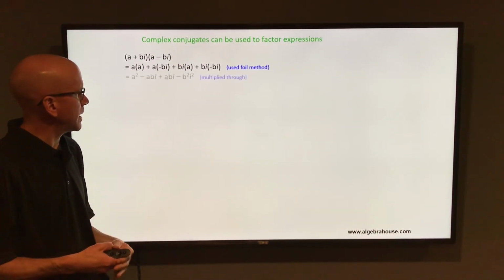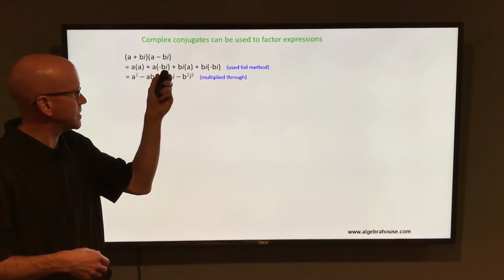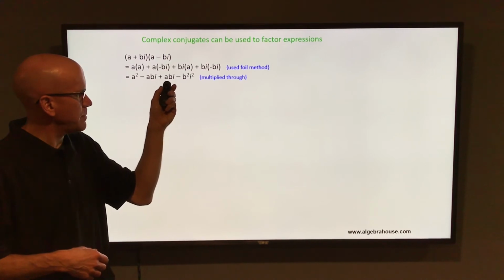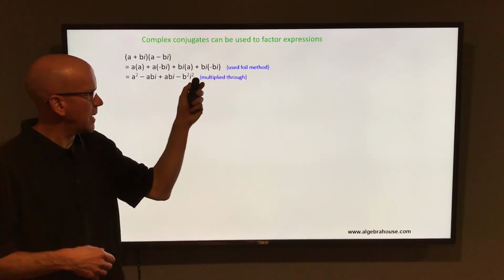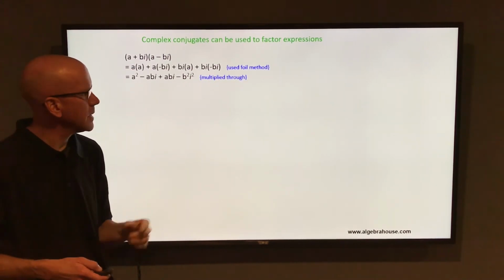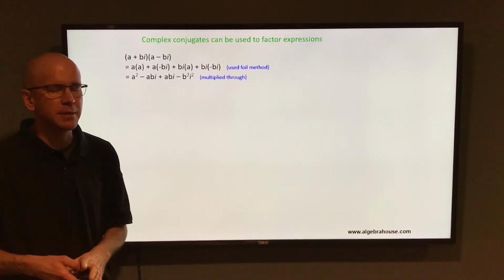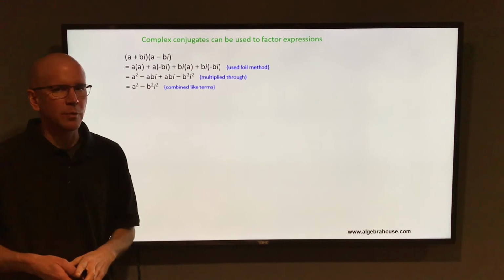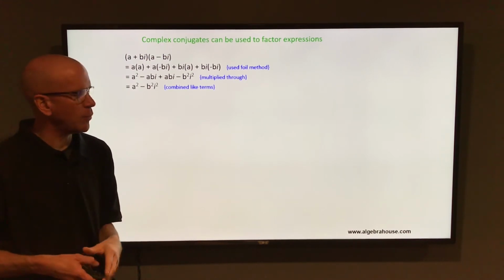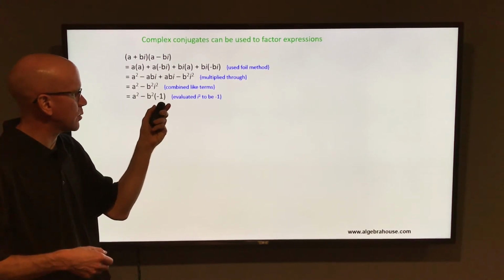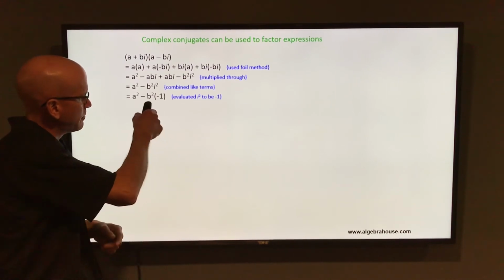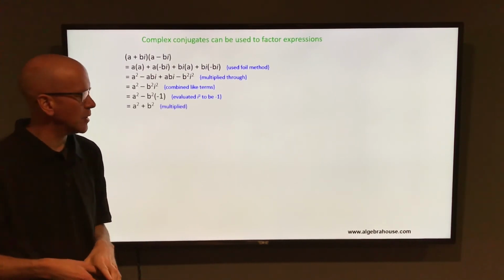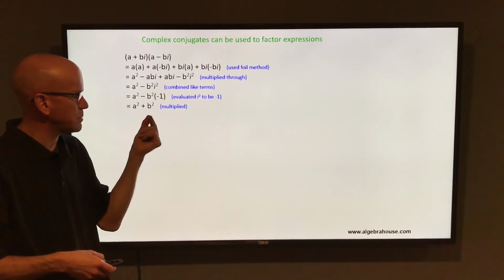Multiply through that. A times a is a squared. A times negative bi is negative abi. Bi times a is abi. And bi times negative bi, that is negative b squared i squared. In the middle, combine the like terms. That is 0. A squared minus b squared i squared is what we're left with. Remember, i squared is negative 1, so it's a squared minus b squared times negative 1. Now this negative b squared times negative 1 will turn out to be plus b squared. So here we have a squared plus b squared.